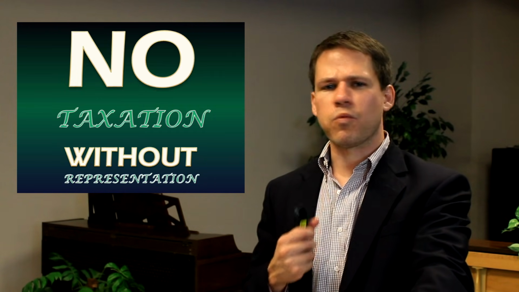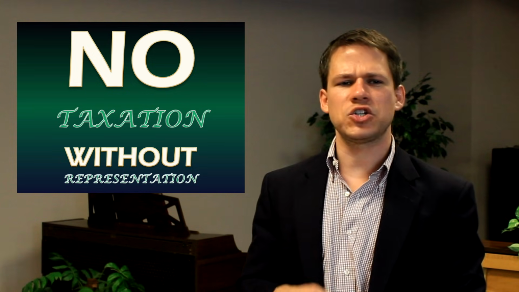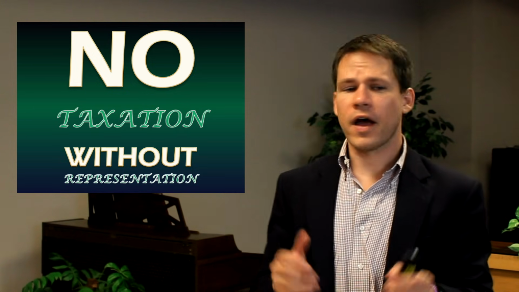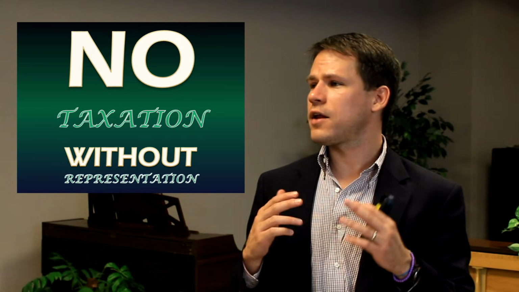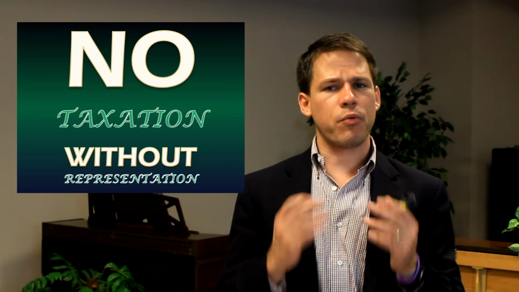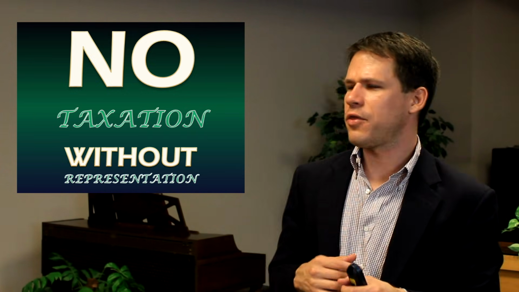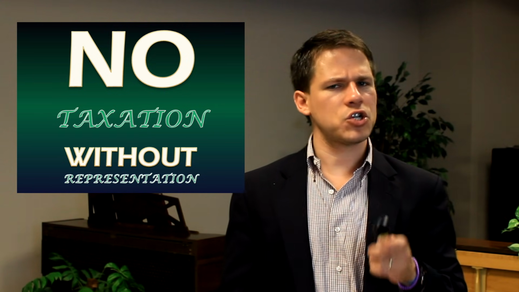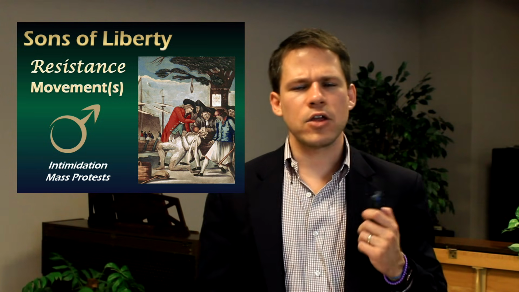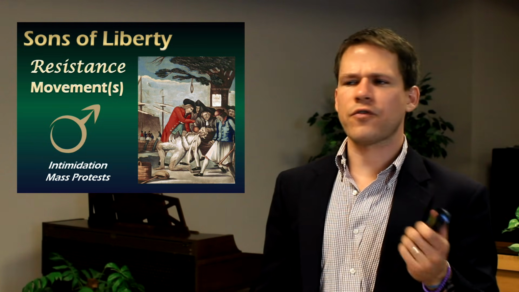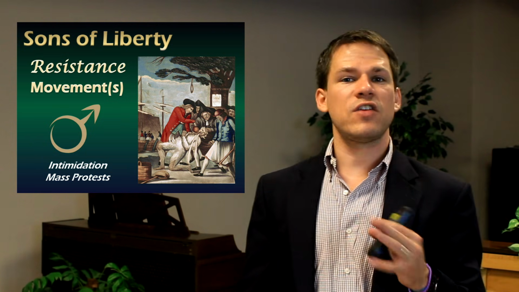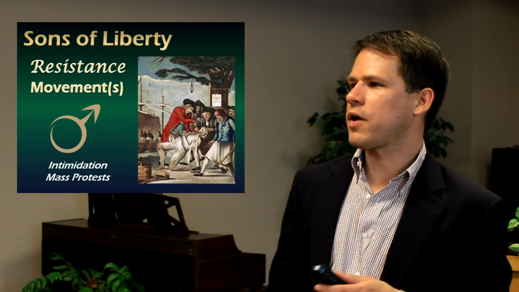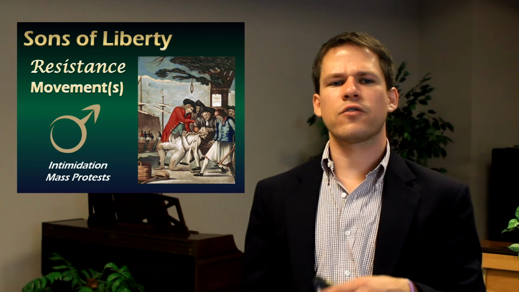And this whole rallying cry of no taxation without representation, keep in mind that that goes back to the Magna Carta. That goes back to this idea that is enshrined in the British system. So keep in mind that these protests are rooted in respect for traditional English rights. And you see resistance in the form of the Sons of Liberty, who engaged in intimidation and mob violence, mass protests. You see these guys tarring and feathering a tax collector under the Liberty Tree.